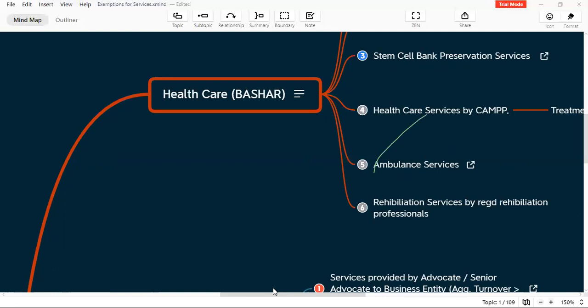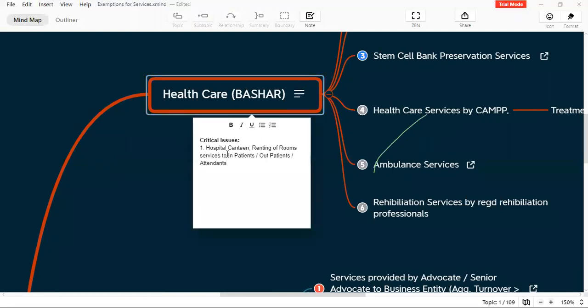So there is a clarification precisely on this point. In case of hospital canteens and renting of room services, we can see three categories: inpatients, outpatients, and attendants. There is a circular which is given. And I repeat, there are a lot of circulars the government has given. These circulars are merely opinions of the Central Board of Indirect Tax. Technically they are not binding on the assessee as such. Assessing officers are bound by that.